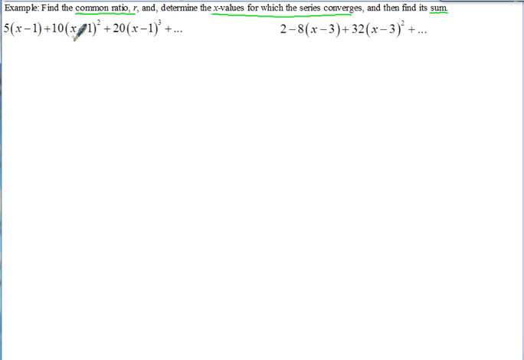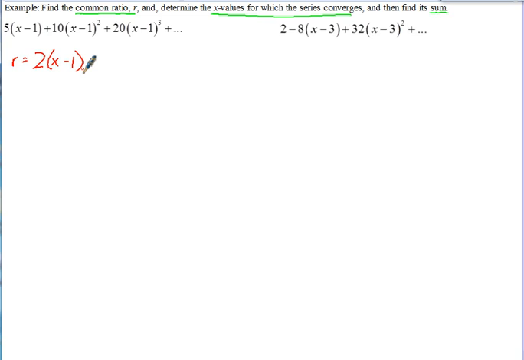When you go from here to here, or here to here, well, look at the numbers out in front. It goes 5, 10, 20. So it seems to be multiplying by 2, so part of r would be 2. But notice also what's happening. We've got x minus 1, x minus 1 squared, x minus 1 cubed. So we keep multiplying by an x minus 1 as well. So r would actually be 2 times x minus 1. That's what the common ratio is. That's what it keeps being multiplied by.